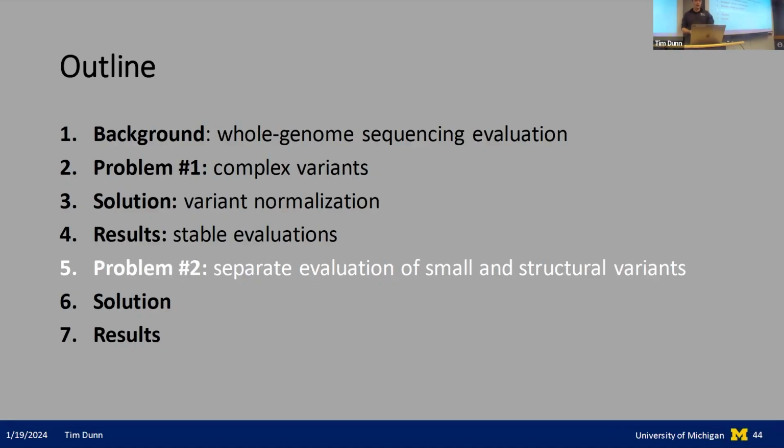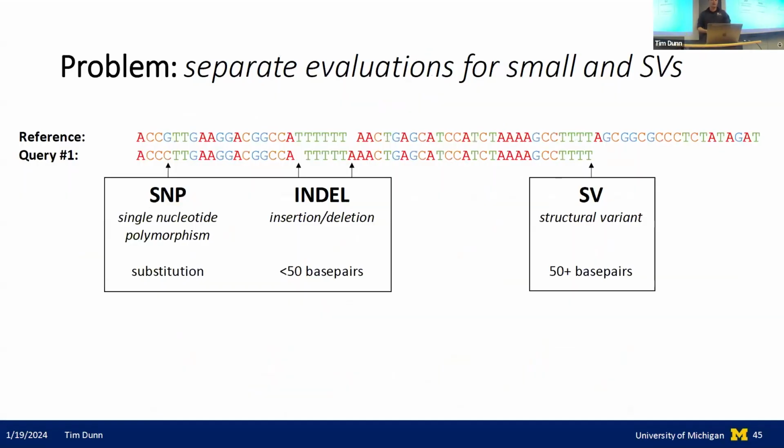Okay. The next thing that I looked at, which is a paper that should be coming out on bioRxiv either today or tomorrow, was actually the overall methodology for evaluating small and structural variants. So right now, people evaluate them both separately. So my first work was focused on just small germline variant calling evaluation. So just SNPs and indels, and not looking at structural variants, which are much larger.